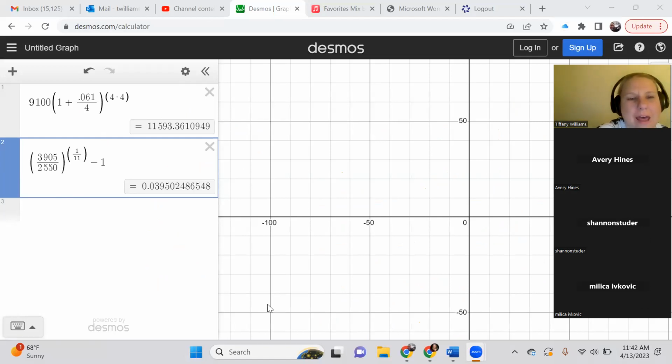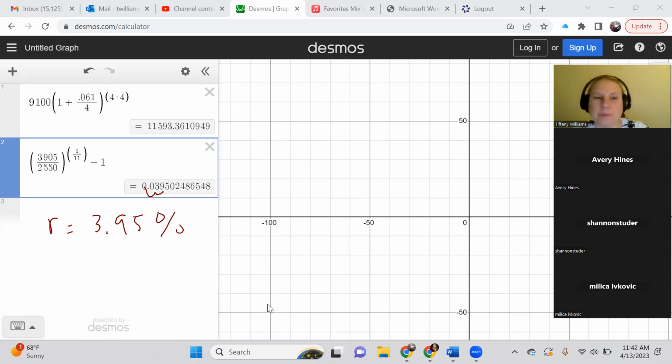So how would I write this as a percentage now? Yep. So we move our decimal place 2 places to the right. So we get 3 point, and if I'm rounding to 2 decimal places, it would be 3.95%. So that's how you solve for your percentage.